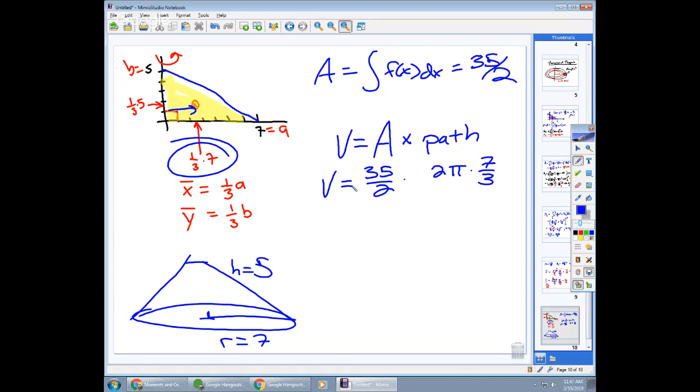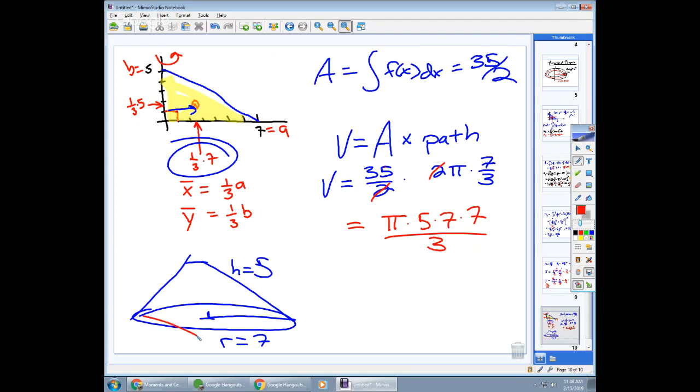All right, so cleaning this up just a little bit. It doesn't clean up a lot, but it cleans up a little. The 2's divide out. That's about it. And 35, by the way, is 5 times 7. So if I break down the factors here, there's a pi, there's a 5, there's a 7, and there's another 7, and then I'm going to divide by 3. So yes, pi times 5 times 7 squared over 3.